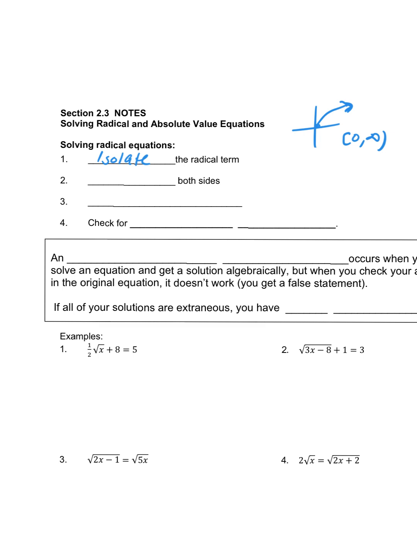After you isolate the radical, you're going to square both sides. Because we're doing square roots, we'll square both sides. If we're doing cube roots, you'd cube both sides and so forth. And then the third step would be simplify, and then solve. Now, this last part you have to do: you have to check for extraneous solutions.